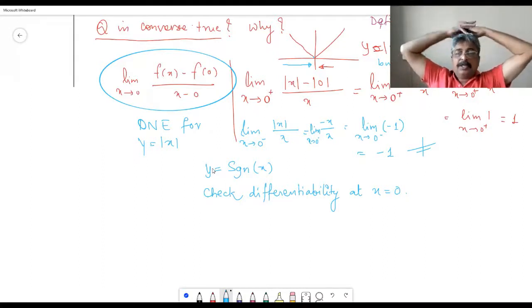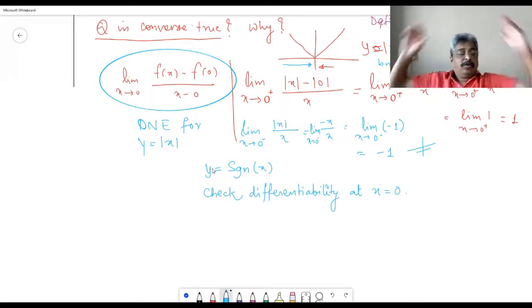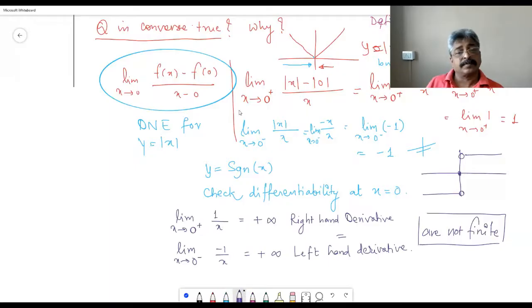What is signum function? If x is greater than 0, y is 1. At x is equal to 0, y is 0. And if x is less than 0, y is equal to -1. If you want to use definition of derivative, f of x is 1 minus f of 0, which is 0. So 1 minus 0 upon x minus 0 is 1 upon x. If x tends to 0 from positive side, answer is +infinity. From negative side, f of x is going to be -1 minus 0 upon x minus 0.